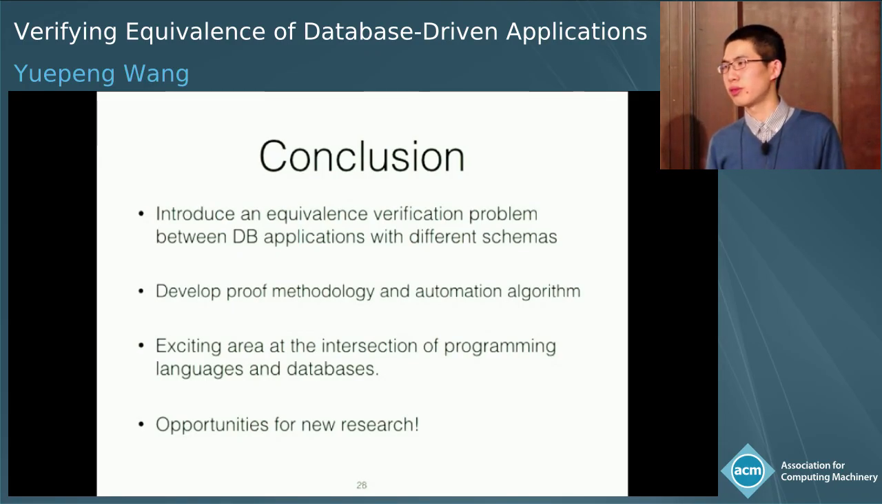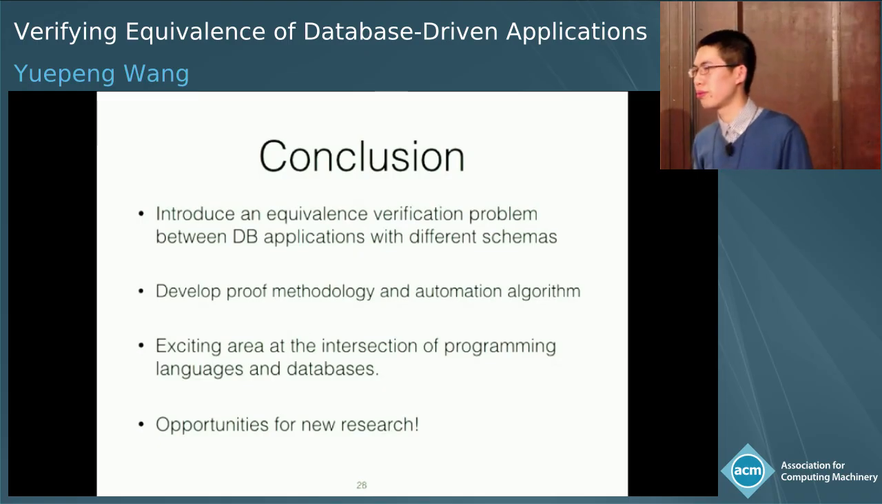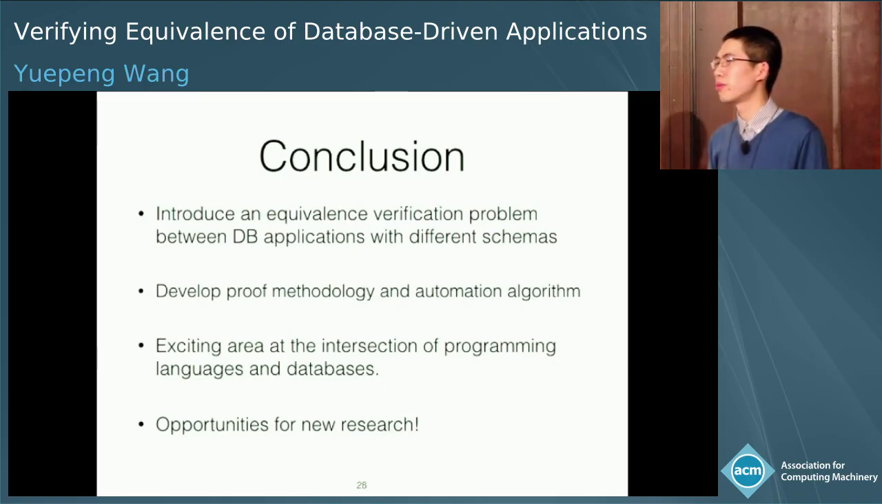So there are some Slido questions that quite a few people voted for. The first question is, can you just simply transform the queries to relational algebra formulas and then prove them equivalent?